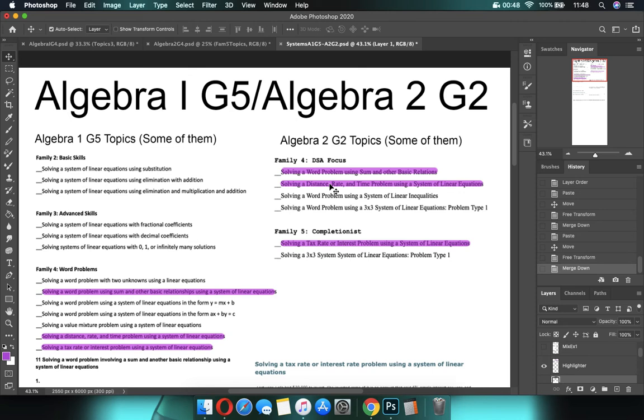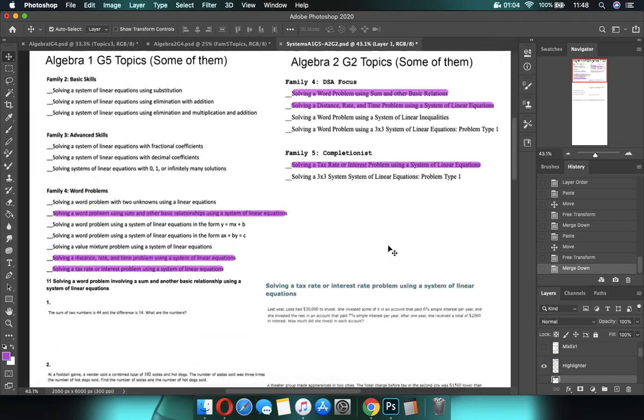courses. Both courses. Word problem and sum and other basic relationships, that is also in both courses. And I believe tax rate or interest, I think is on Algebra 2. I would have to go back and look. We'll check that out later. So first things first, we're going to start with sum and other basic relationships.